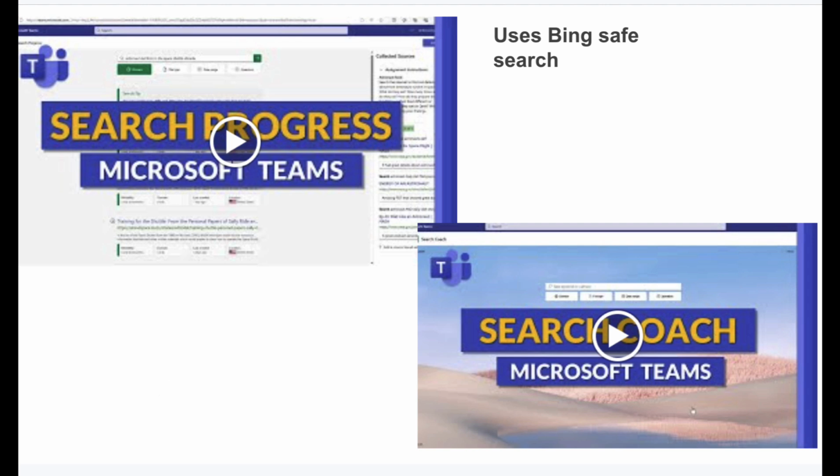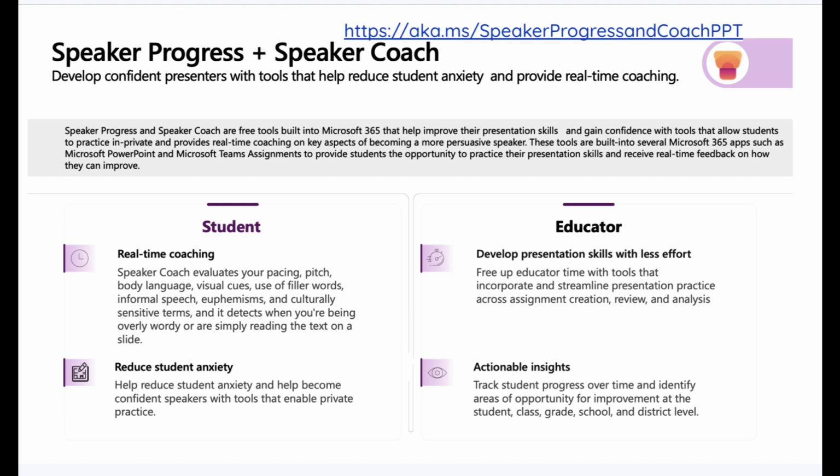Recently, you can watch these, it uses Bing Safe Search, but I understand they're going to be using Copilot. And in addition, you're going to have a tool that actually looks at students' speeches and gives them coaching relating to developing a speech and delivering it.